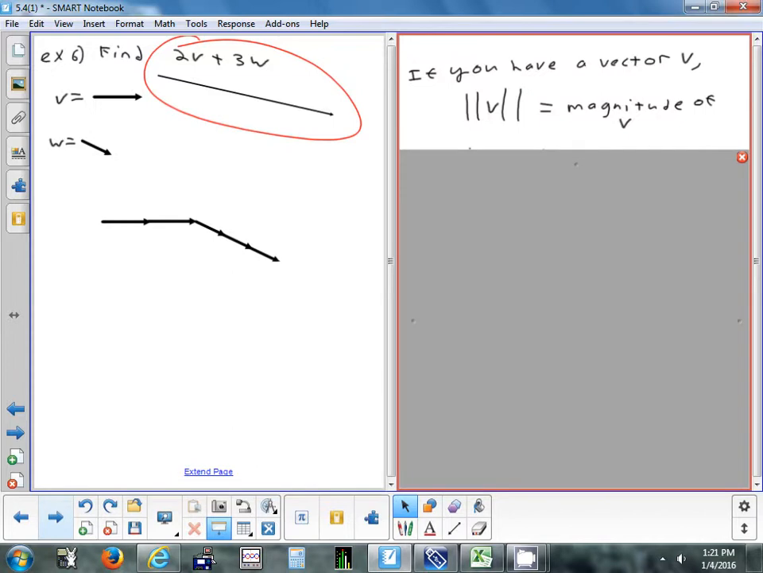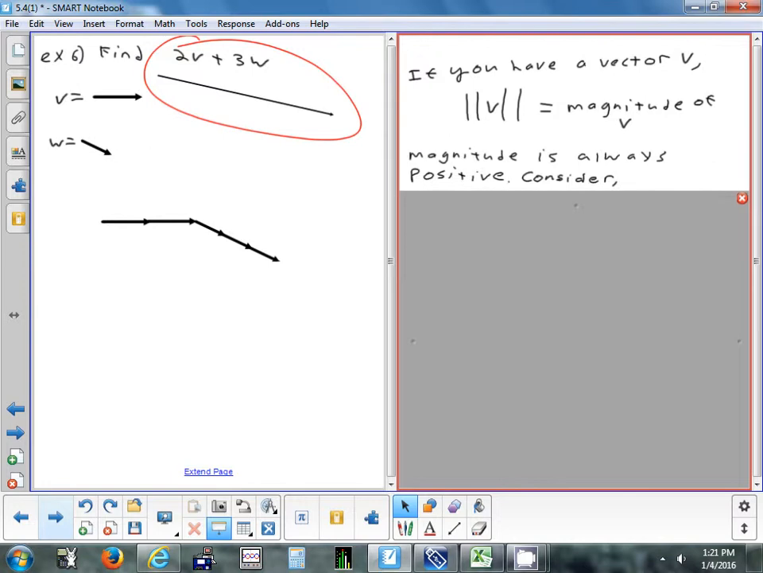Okay, when you have a vector and you put double bars around it, that means they want the length only. So it would be to find the length and write it down. It's a number. And it's always positive. Even if a vector is pointing down, just because you measure down, it's still positive. Down has to do with direction.